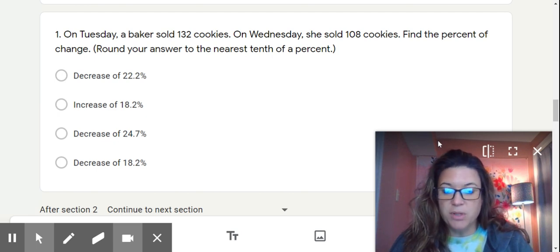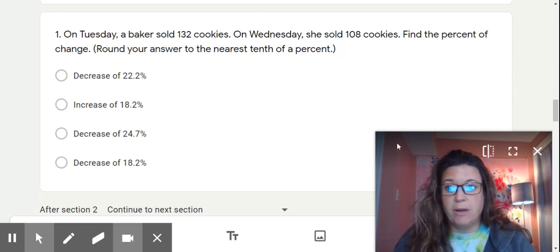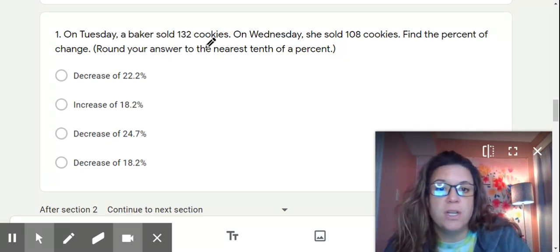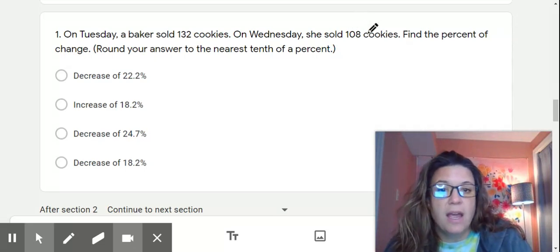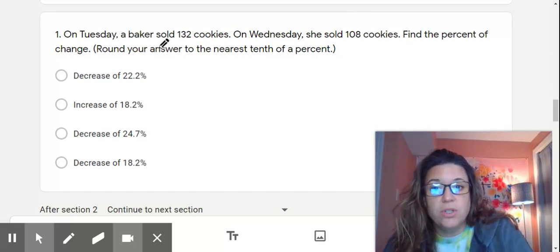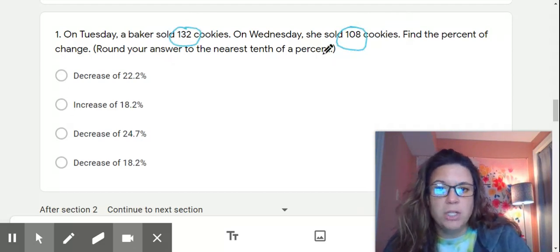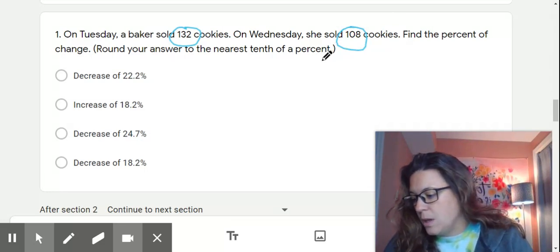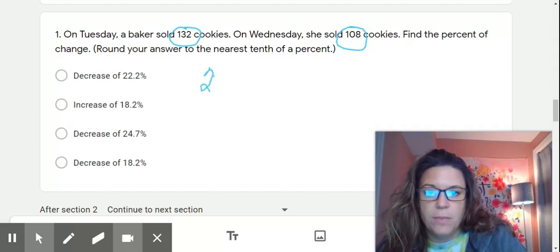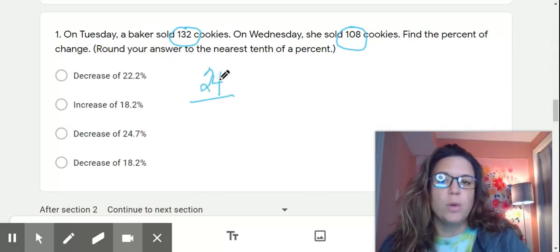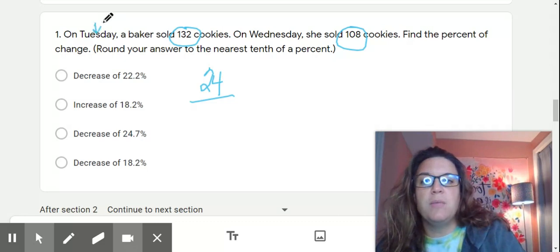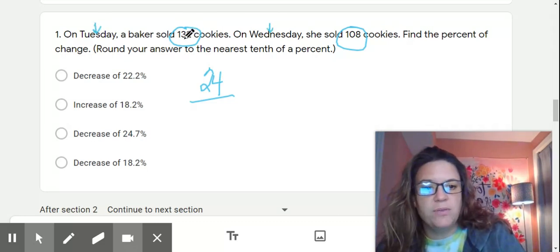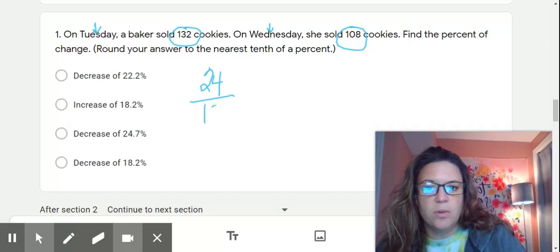All right, guys, I'm going to go through the percent of change check so that you could see what you maybe did wrong the first time around, okay? On Tuesday, a baker sold 132 cookies, and on Wednesday, she sold 108, and you had to find the percent of change. First, you have to figure out the difference between 132 and 108. Like, how much did it go down, right? When you subtract those two, you get 24. And then you have to divide that by the original amount, as in Tuesday came before Wednesday. So this happened first. So I'm going to divide that 24 by 132.